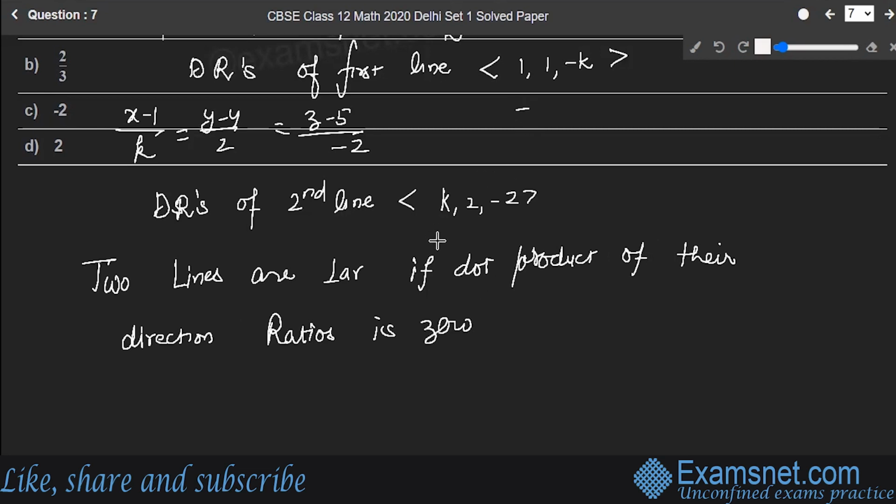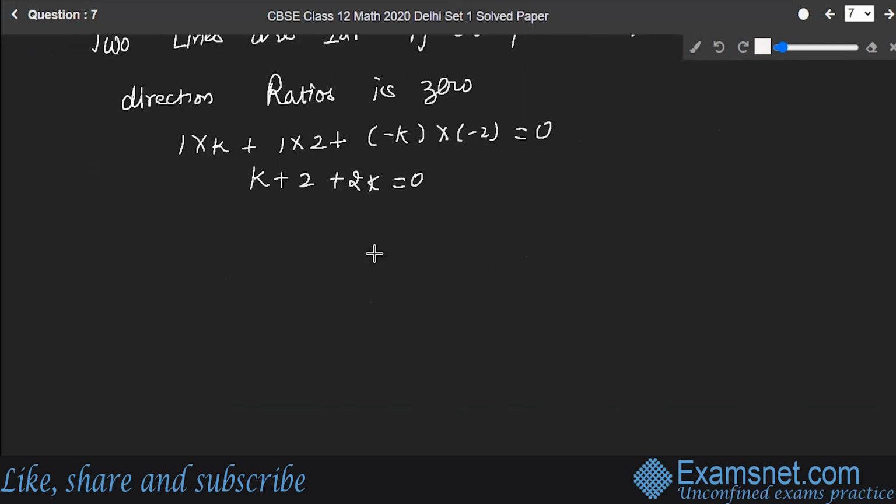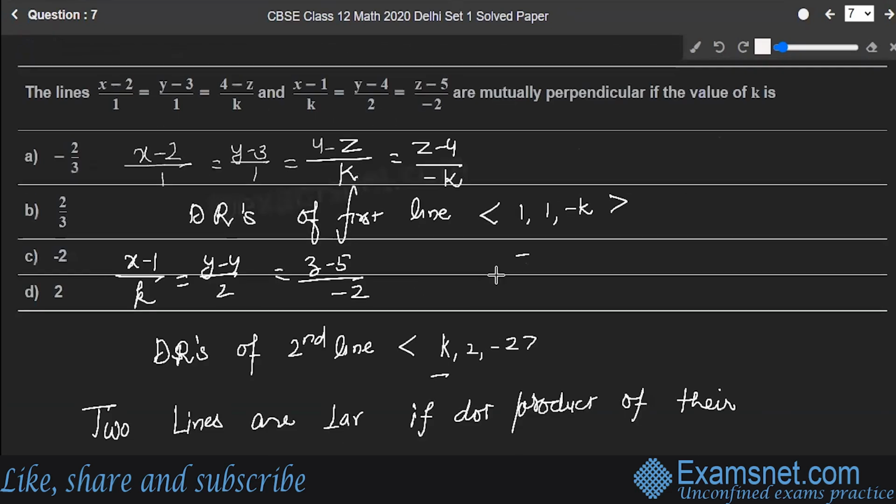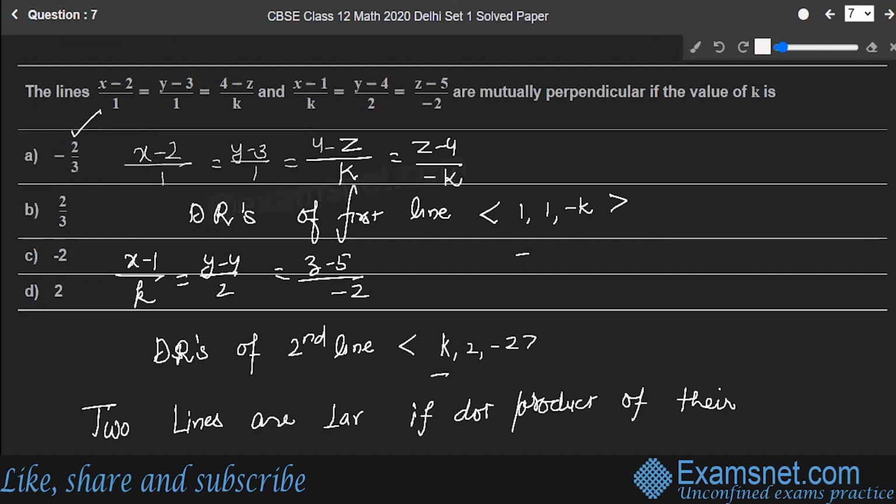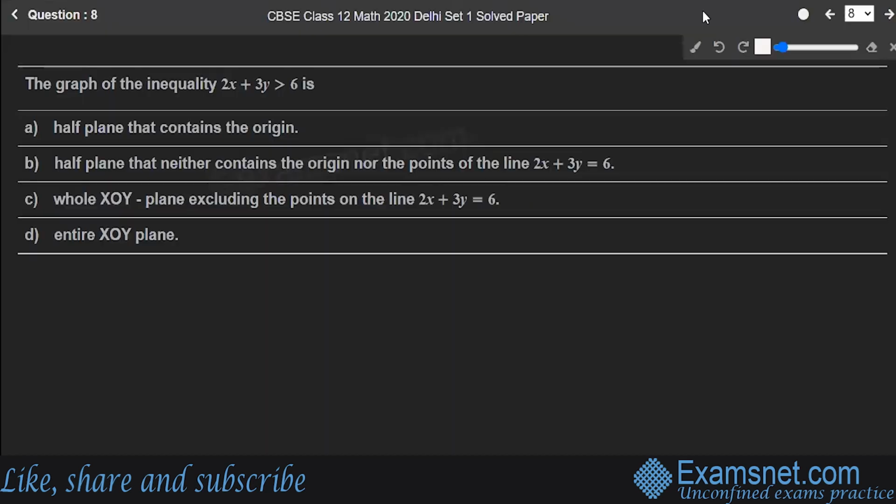So therefore 1 into k plus 1 into 2 plus minus k into minus 2 is equal to 0, k plus 2 plus 2k is equal to 0, or k is equal to minus 2 by 3. This is the answer to the question, minus 2 by 3, option A. Hope you got that. Let's move to the next question.